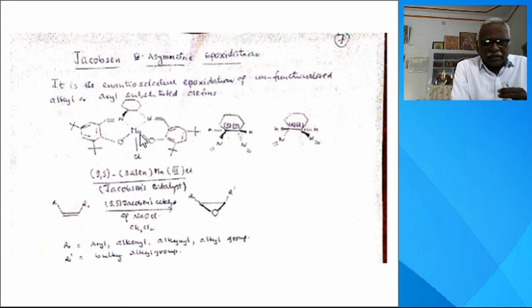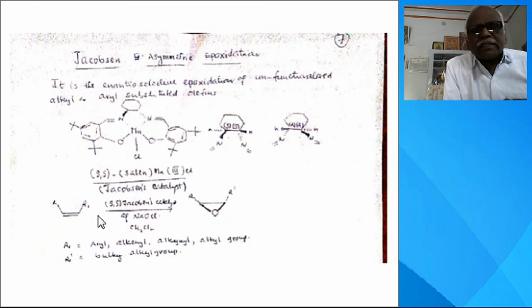Here we are using a manganese complex as a catalyst. This is coordinated with two salicylaldehyde molecules. This is 1,2-diaminocyclohexane. This is chlorine. All these things are coordinated on the manganese, and here we can have RR configuration or SS configuration depending on the arrangement of the cyclohexane molecule. This catalyst is called Jacobsen catalyst.